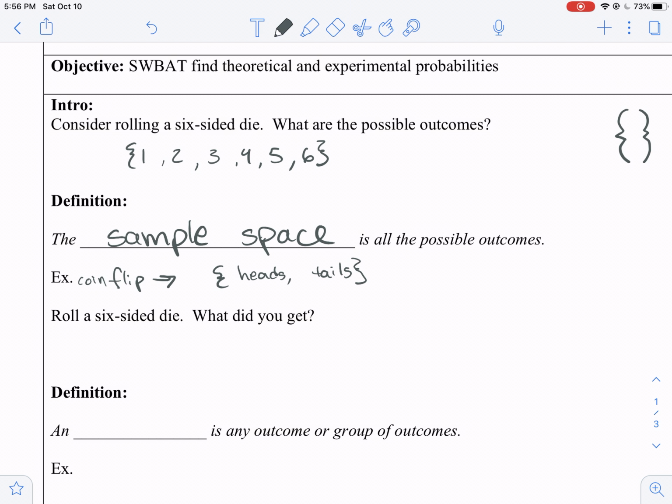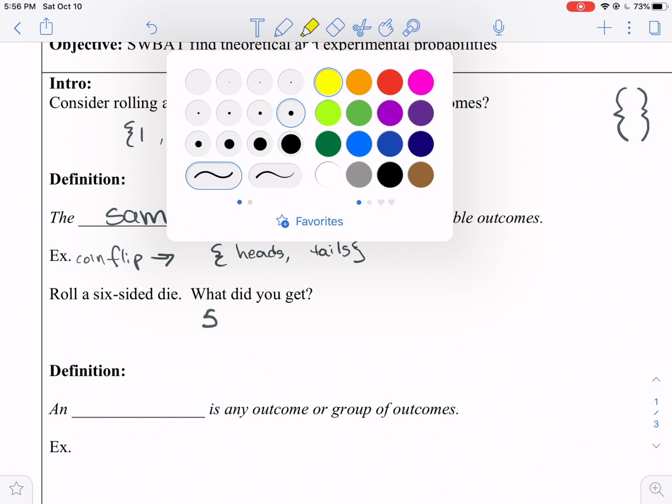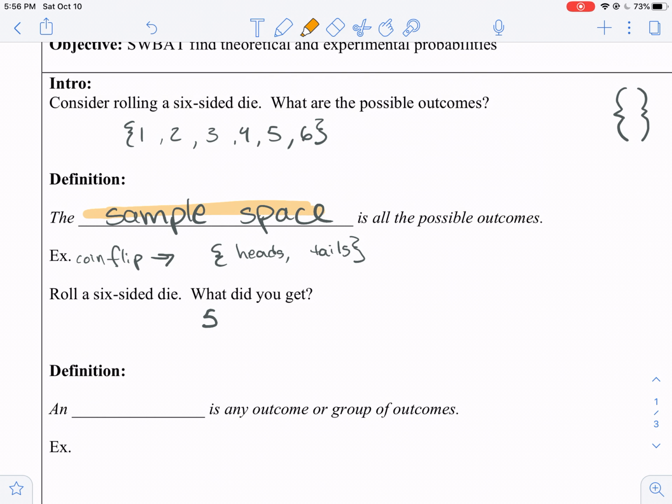So go ahead and roll your die and figure out what you got. I got a 5. Boom. Okay. So this brings us to our next definition. A sample space is the list of all possible outcomes.